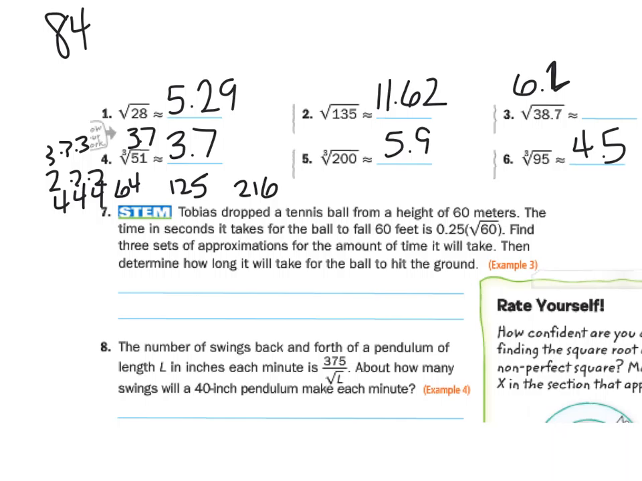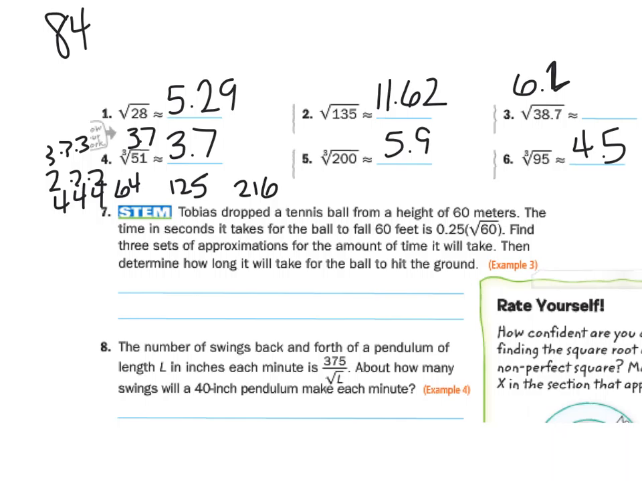Let's take just a look at a couple of these problems here. It says drop a tennis ball from a height of 60 meters. Time in seconds it takes for the ball to fall 60 feet is 0.25 times the square root of 60. Find 3 sets of approximations for the amount of time it will take. Then determine how long it will take for the ball to hit the ground. 3 approximations. Okay, so 60, this is a square root.